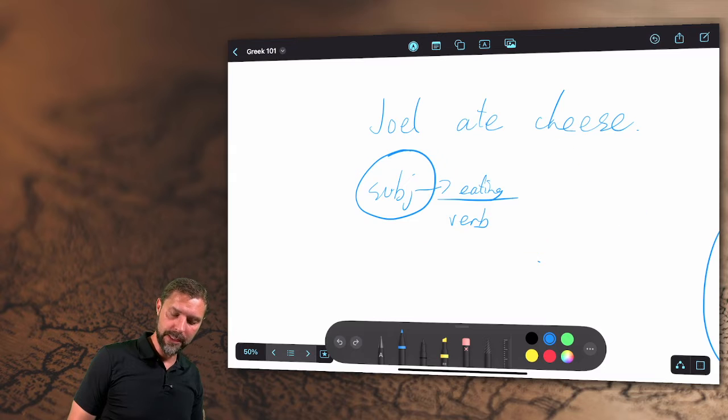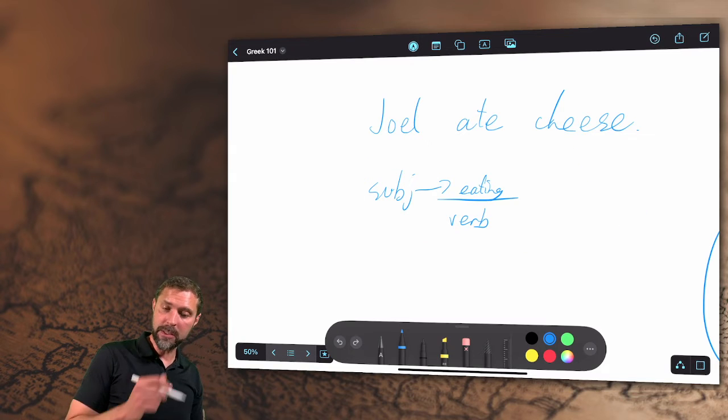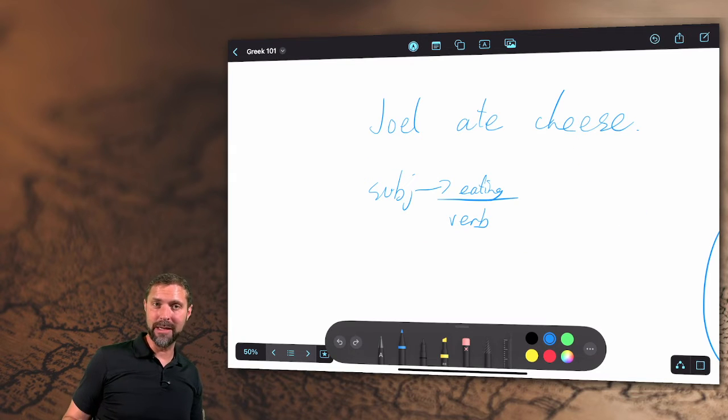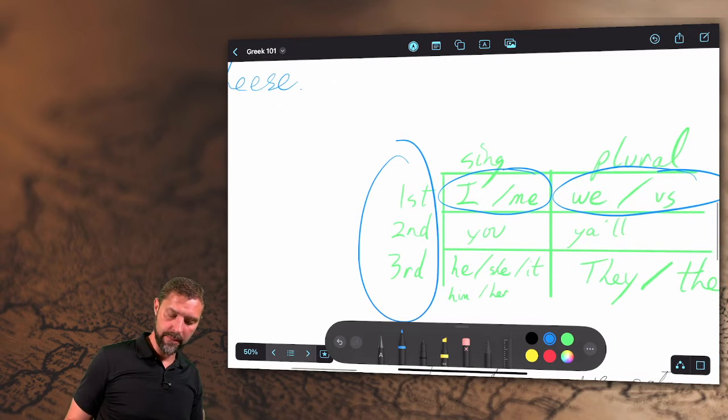If the person speaking the sentence is also the actor of the sentence, I'll use I. I ate cheese, right? I'm speaking this sentence. And what is the meaning of the sentence? Well, the actor in that sentence is Joel. I am Joel. So I'll use the first person. Okay, that's going to be distinct from the next, which is the second person.